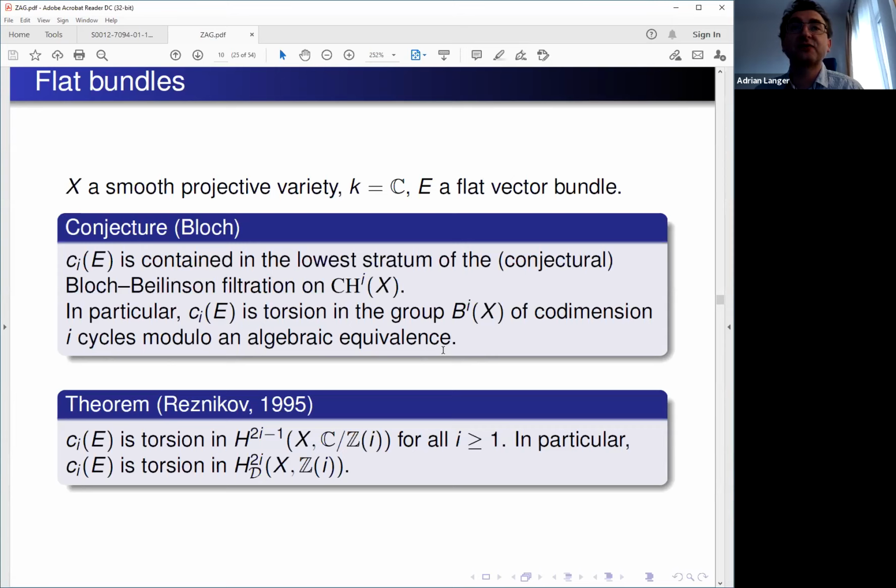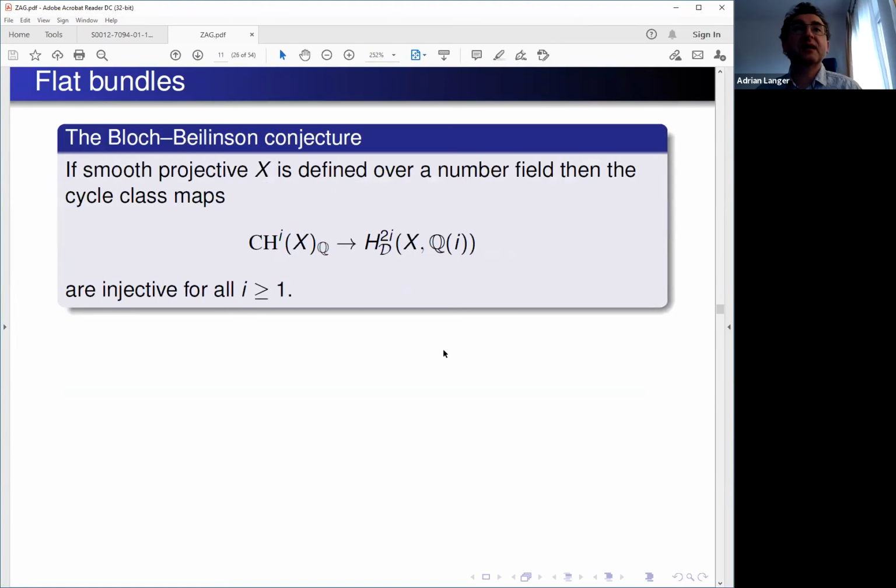Okay. So forget about the first part. The second is what I want. Okay, so this is one of the conjectures.